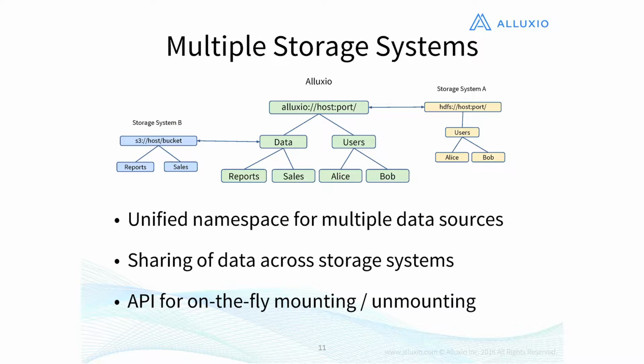And the other aspect of the unified namespace is really the unified nature of it, which is that it doesn't have to be just one underlying storage system that is being mirrored by Alluxio's unified namespace. In this example, what you see in the middle is Alluxio's namespace, and its root is backed by an HDFS namespace. That would be on your right. And you will see that the data directory is actually backed by a different storage system. In the case of this example, by an S3 storage bucket.